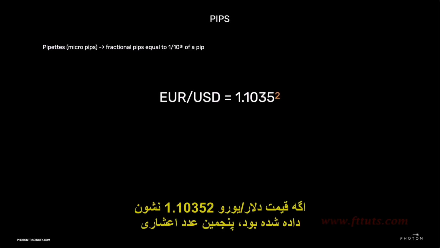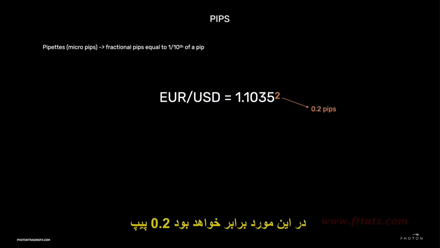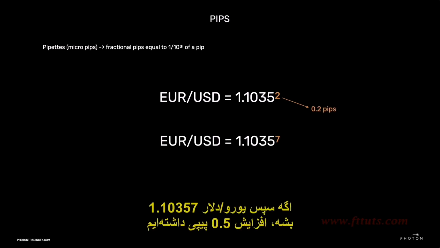So if euro dollar was quoted at 1.10352, then the 5th decimal place, which is usually visually displayed as a smaller number, that is the pipette, right? And in this case, that would be equal to 0.2 pips. And then if euro dollar was then quoted at 1.10357, that would be an increase of half a pip.